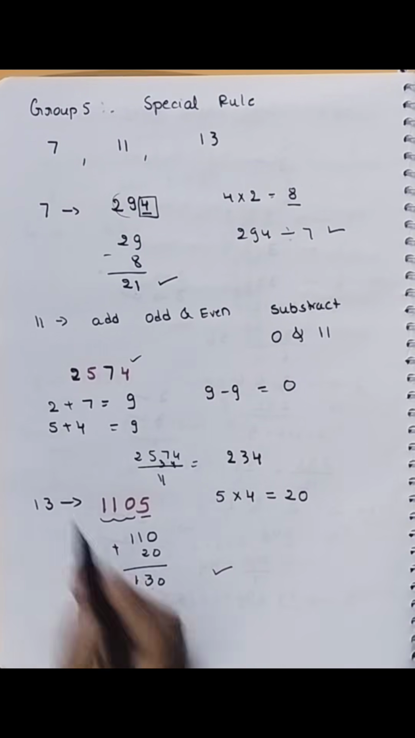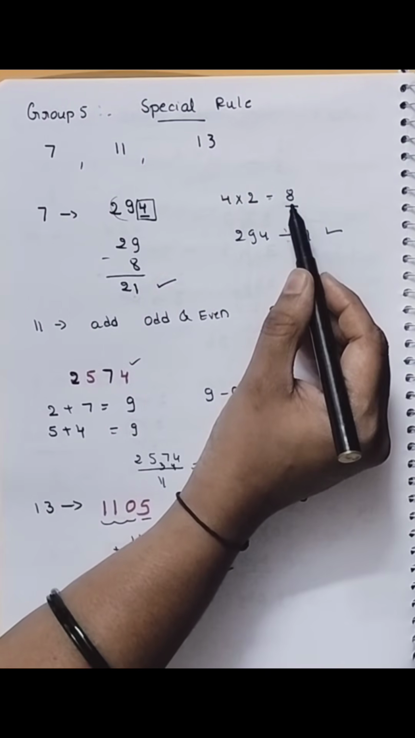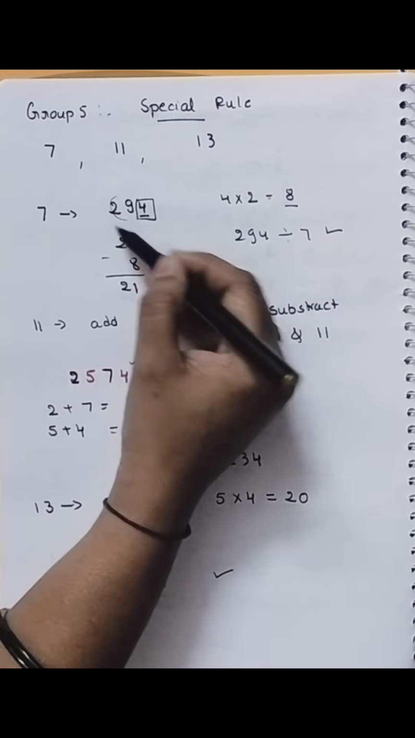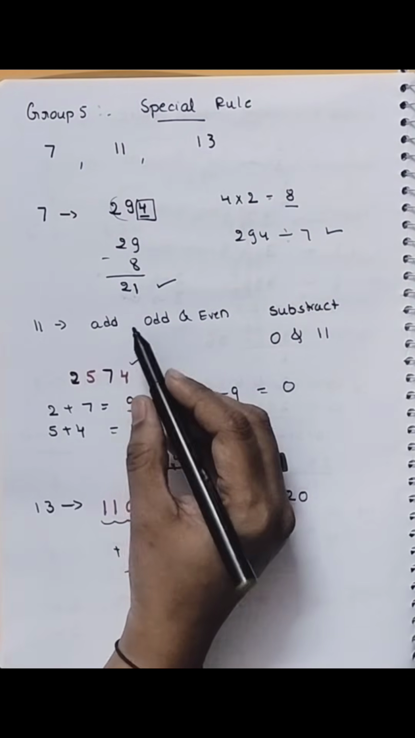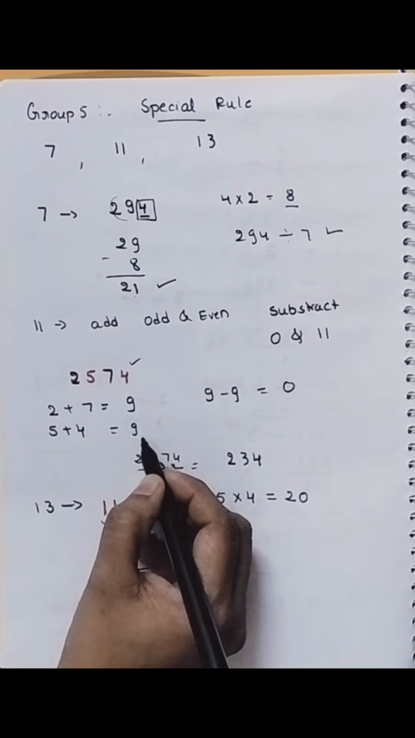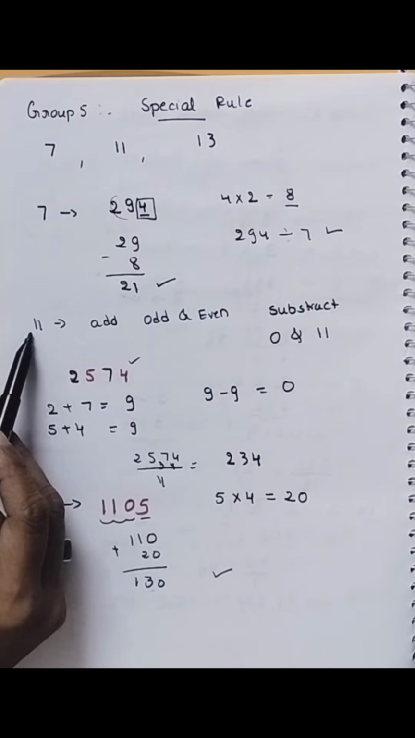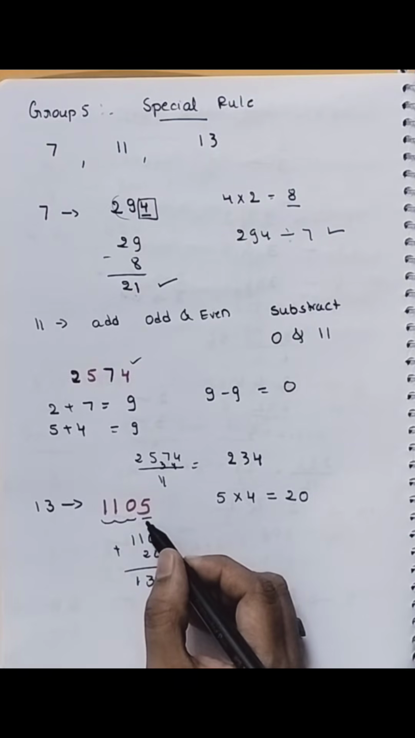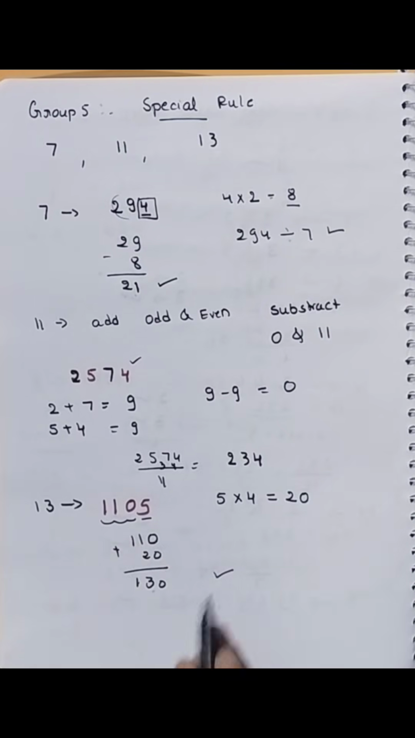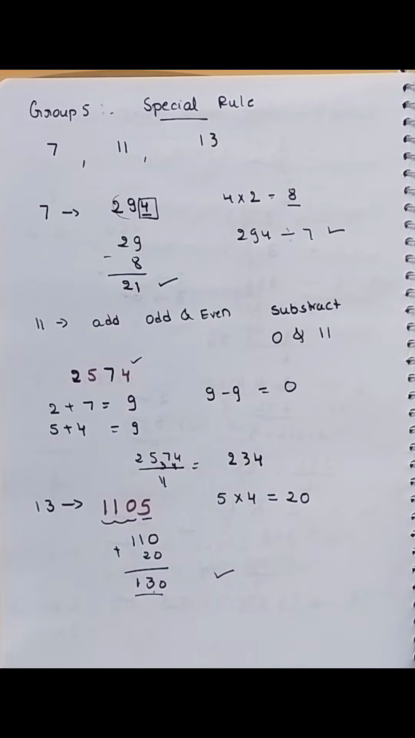Just to recall the special rules: for 7, we take the last digit, double it, and subtract it from the remaining number. If the final value is divisible by 7, then the entire number is divisible by 7. For 11, we add the alternate numbers, that is the even and odd position numbers, and subtract those sums. If the result is 0 or a multiple of 11, then the entire number is divisible by 11. For 13, we take the end digit and multiply it by 4, and add the value to the remaining number. If the end value is divisible by 13, then the entire number is divisible by 13 as well.